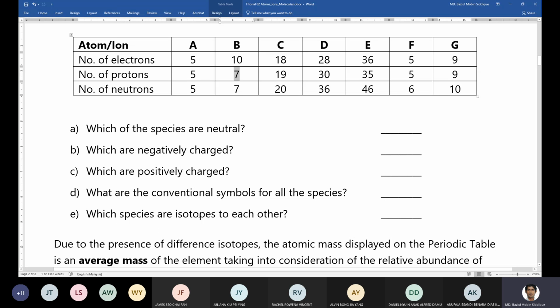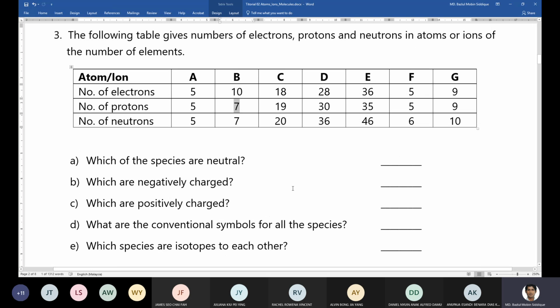Which species are isotopes of each other? Isotopes have the same number of protons but different numbers of neutrons. Here, for A and F, the number of protons is 5, but the numbers of neutrons are different. So they are the isotopes: A and F.